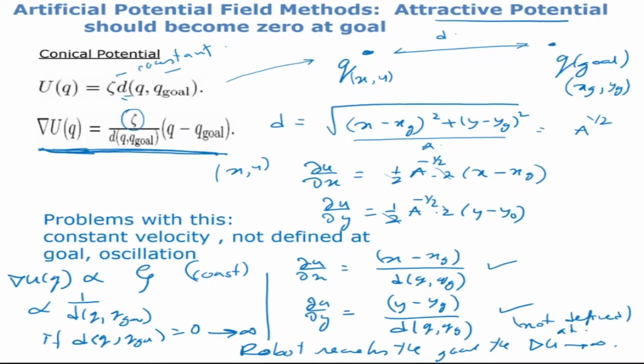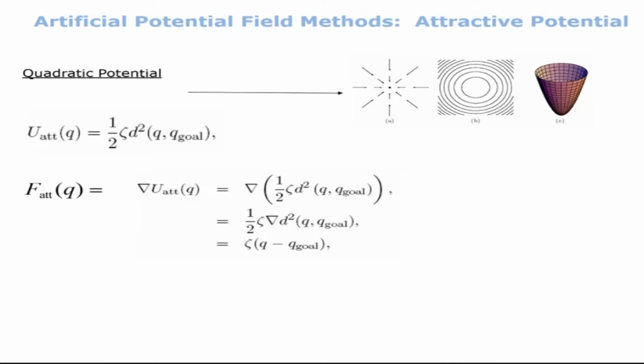So it is not defined at the goal. If you use a conical potential, what we see is that the gradient is proportional to the constant zeta, and it is inversely proportional to the distance, which means that at the goal it will become undefined, because the distance between the configuration and the goal will become 0. So if the conical potential doesn't work or there is a problem at the goal, we can use a quadratic potential.